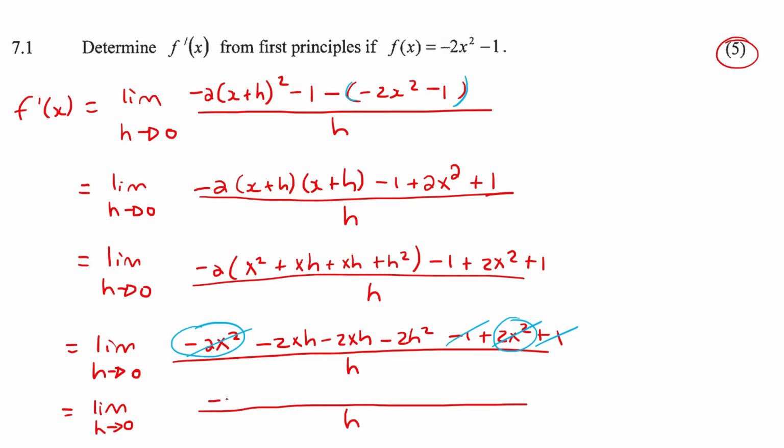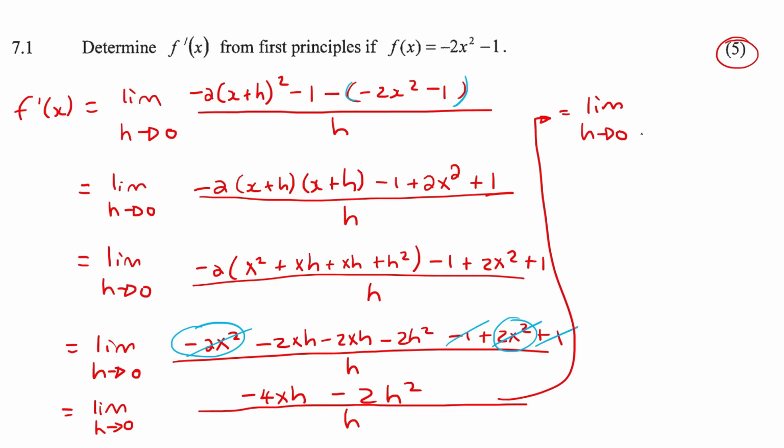So what we are left with is minus 2xh minus 2xh. I'm just going to call that minus 4xh, actually, okay? Just to save a bit of space. Minus 4xh and then minus 2h squared. Now, take out an h as a common factor at the top. So I'm going to carry on over here. So equals limit h goes to 0. So you take out an h as a common factor. Then you're left with minus 4x minus 2h.